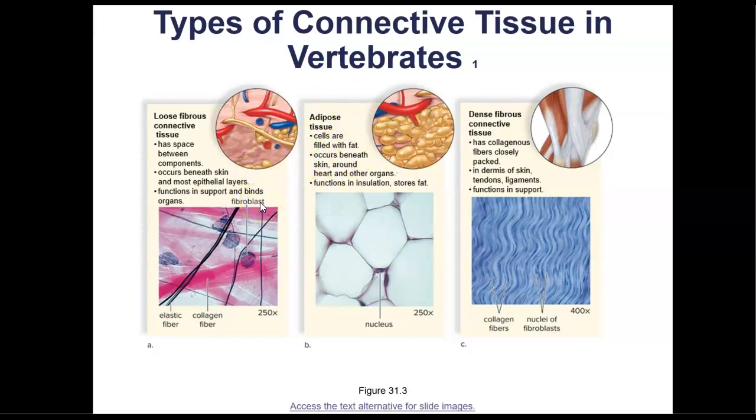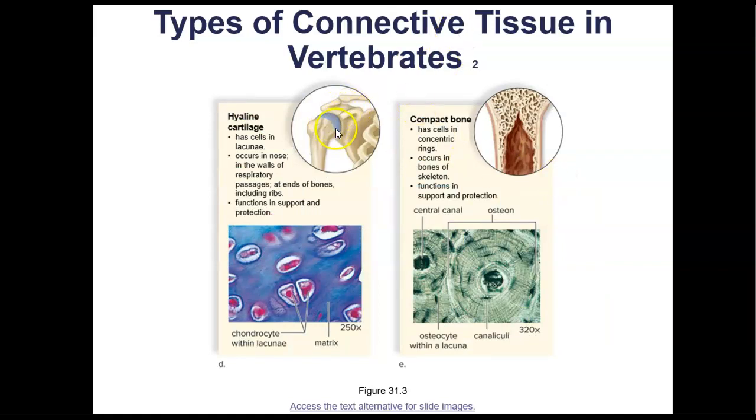And then there's dense fibrous connective tissue, which has fibers that are arranged closer together. It's more densely packed with fibers. We have dense fibrous connective tissue in the dermis of the skin. Gives our skin strength and flexibility. And also tendons, which connect muscles to bone. And ligaments that connect bone to bone are composed of dense fibrous connective tissue.